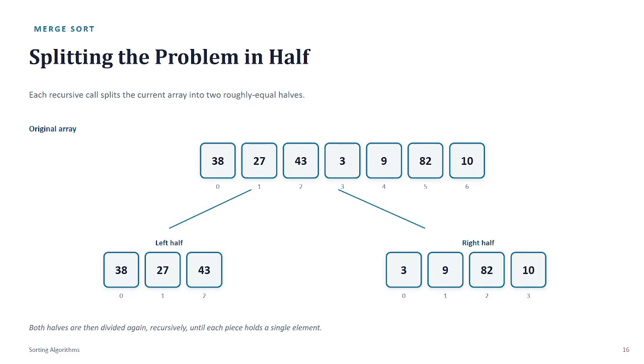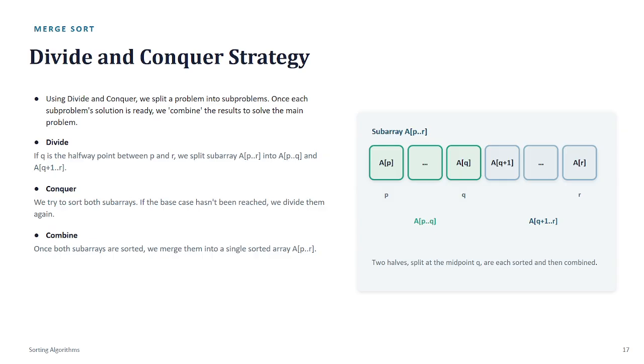Next is about splitting the array. Here we divide the original array into two halves, and each half is divided again. This process continues until every group contains only one element. A single element is already sorted, so no further division is needed. Am I correct? Next is the divide and conquer strategy. After dividing, the algorithm starts solving the smaller problems.